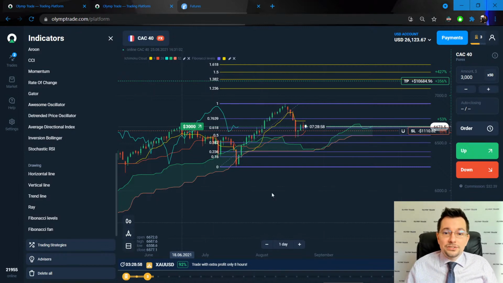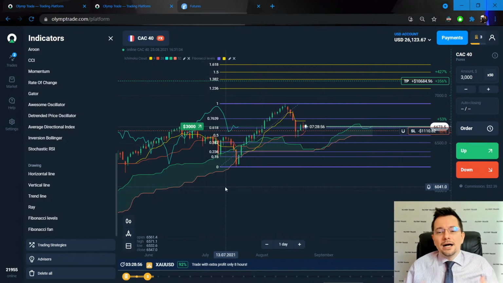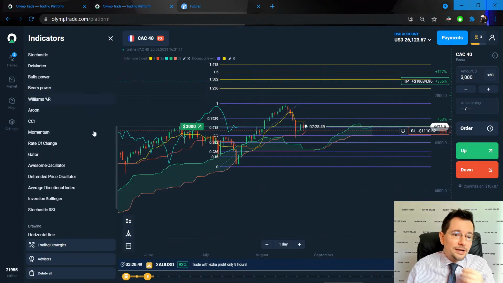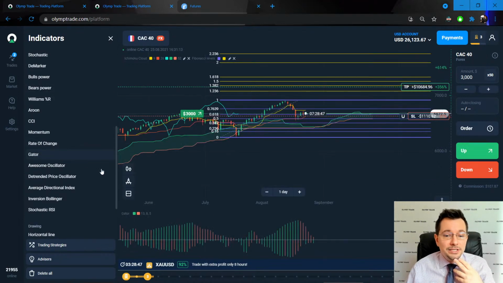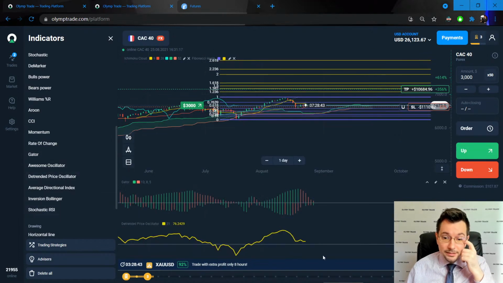Why do I have the indicators that I have on my platform? Well, because I have backtested them myself, and they have shown me a very high probability. And the ones that I went through with you guys today, they also have very high probability. Like personally, I don't use the Gator right here. I don't use detrended price. It's a little bit out there for me.